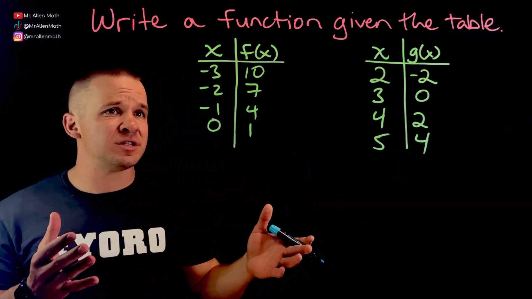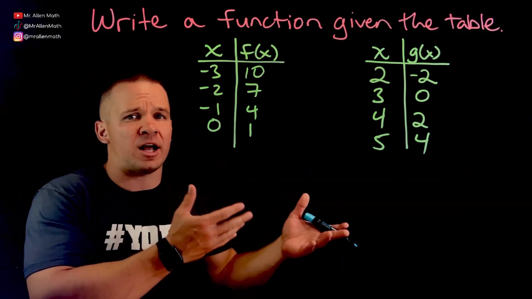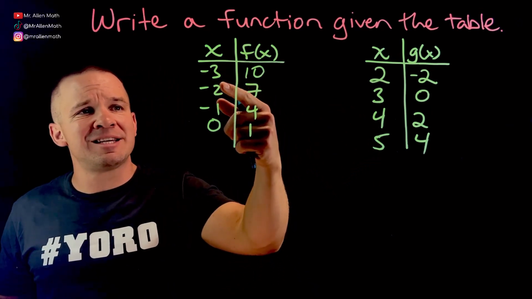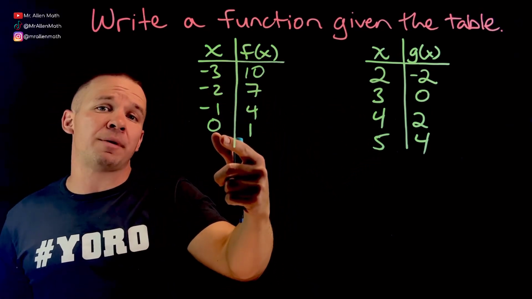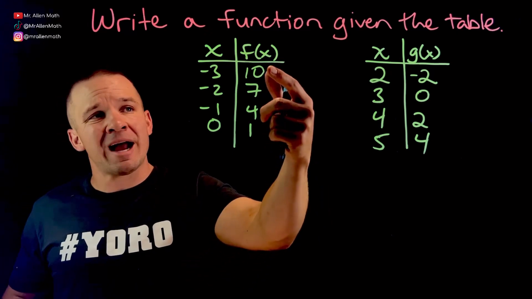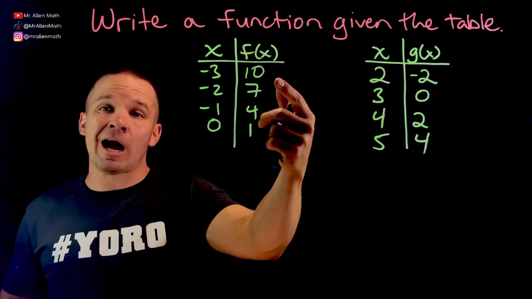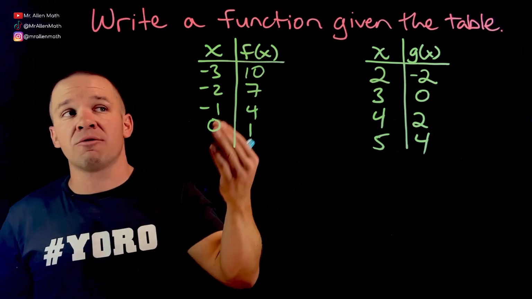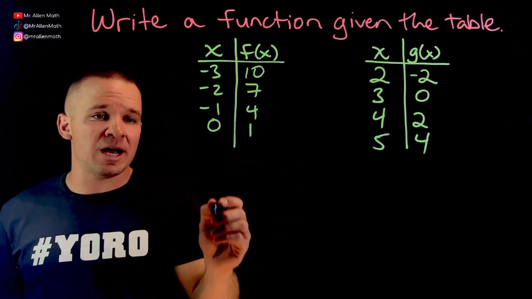Here is a video on writing functions given a table of values. Now, we'll see what kind of functions they are. Are they linear? Are they quadratic? Exponential? I don't know. Let's take a look. So I've got a consistency here in my x's. It's always going up by 1. Cool. And then my f of x, my y values, my outputs, I'm going down by 3, down by 3, down by 3. This is a linear function. So f of x is going to be a linear function.